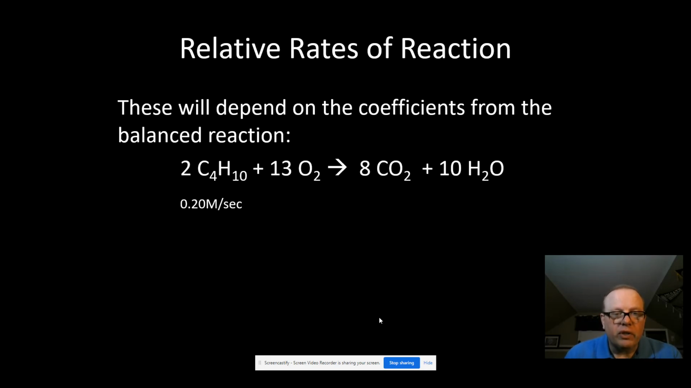But to solve this, and I've assigned you 3 questions out of the text in doing so, you're simply going to need to set up a mole coefficient ratio. You'll have the concentration of one thing and the rate at which it's decreasing. So the concentration, 0.20 molarity per second, is the decreasing concentration of the butane. And because you have the coefficients, you can simply set up that mole coefficient ratio, which in this case, to solve for oxygen, would be 13 over 2.